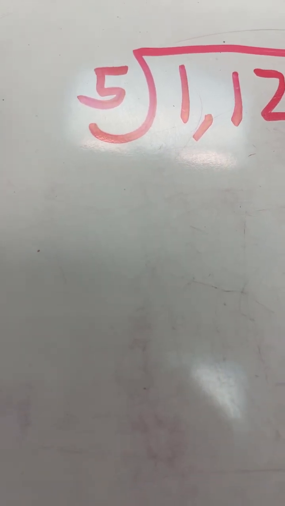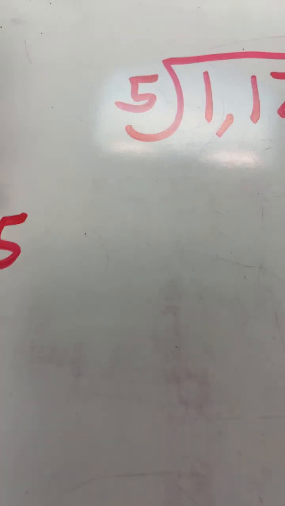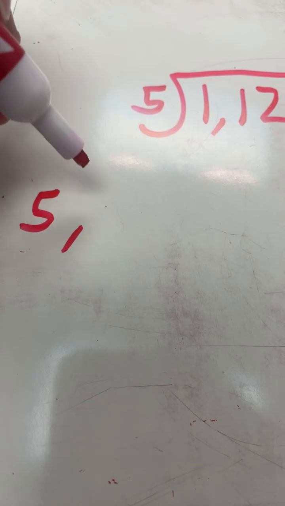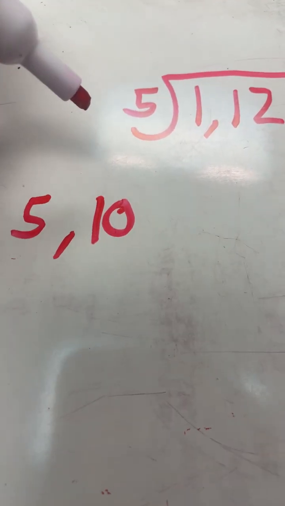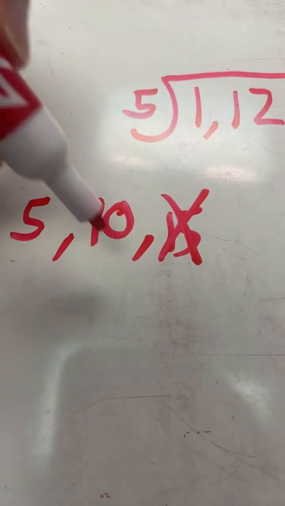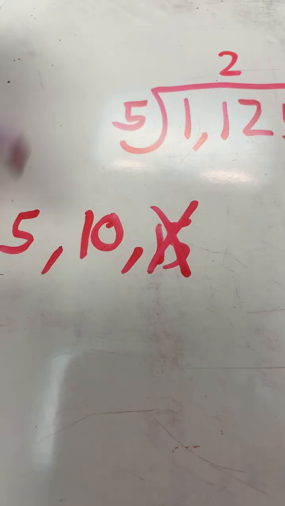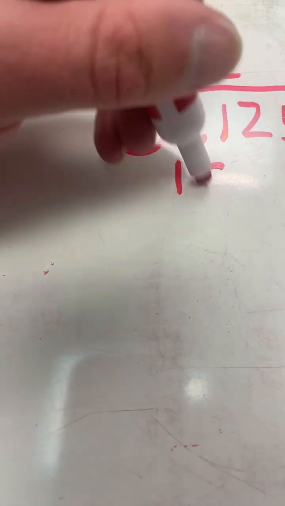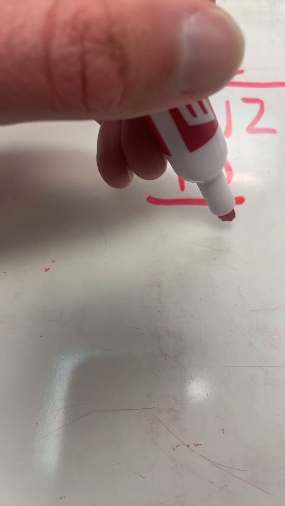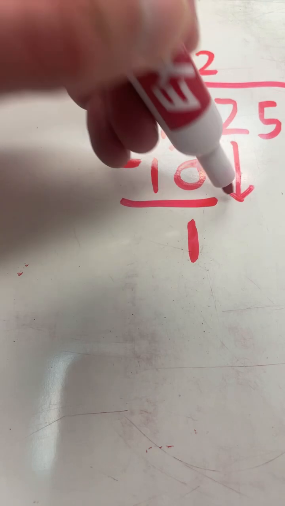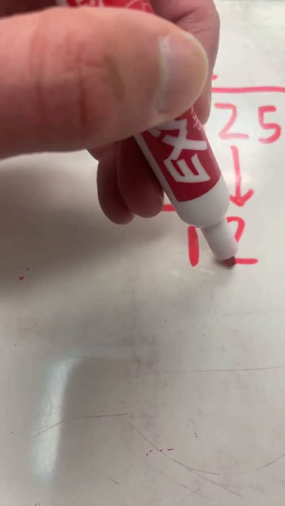So, counting by 5s now. 5, that is one group of 5. 10, that's 2 groups of 5. Now, if I count by 5 again, I'll be at 15, and that's too far. But I was able to get 2 full groups of 5 within 11, and 10 was as close as I could get to 11 without going over. So 10 is what we're going to subtract for our remainder. 11 minus 10 equals 1. Next, we're going to bring down the 2. And that 1 is going to become a 12.